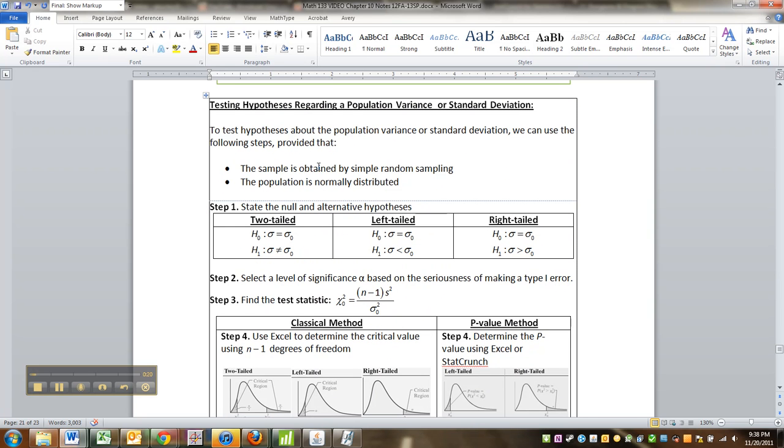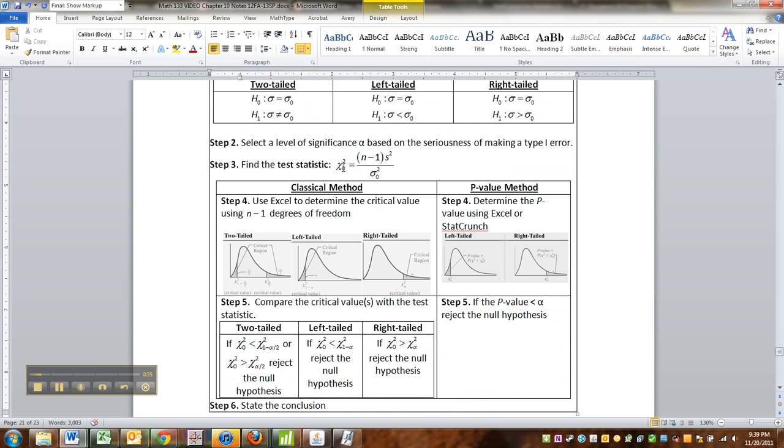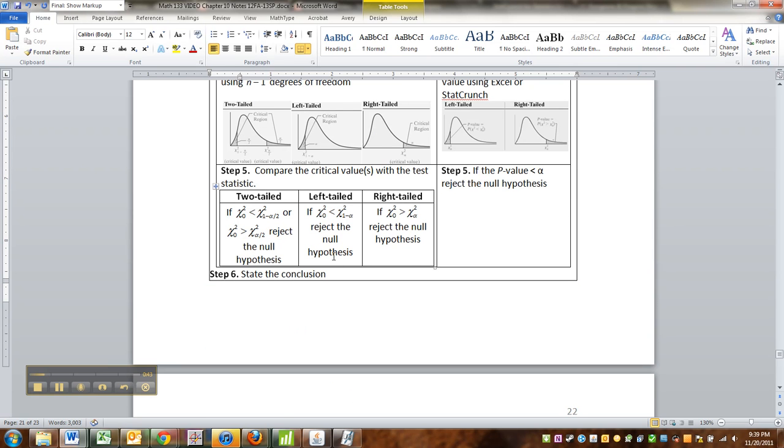All right, but it's still got to be a normal distribution. It's still got to obtain simple random sampling. But now we're talking about sigma or sigma squared, that kind of go together, right? So just keep that in mind. Select your level of significance. You've got your test statistic, your chi-square. Now notice, though, that these are not normal distributions. These are chi-square distributions, so they have a different picture. And that's okay. And then step 5, step 6, just like before.